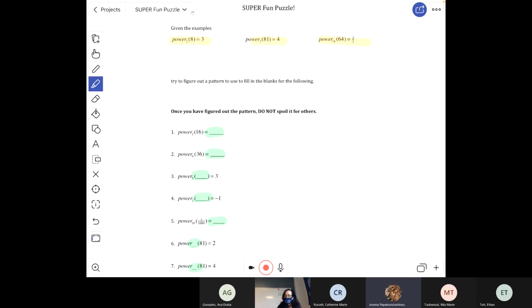Okay, so you've been given 3 examples at the top. You're supposed to maybe recognize a relationship using the information that's been given. So if you can generalize the pattern, that would be great. And then once you think you've figured out the pattern, I want you to come up here and fill in the blanks.